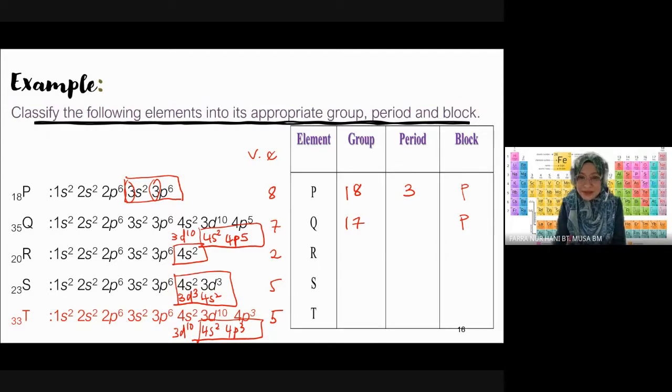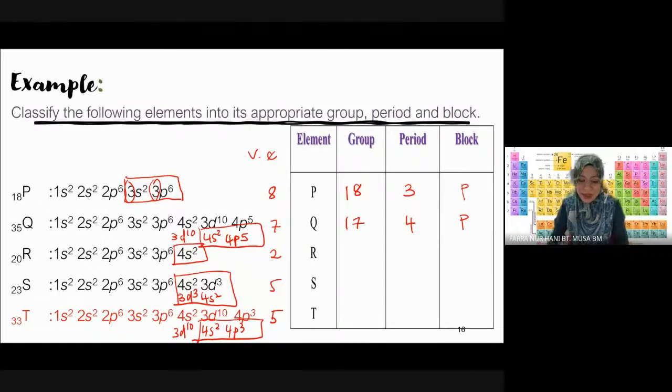Okay, period. What about the period? Look at the largest n value. Okay, which is 4. Okay, senang sangat ke? Jangan kata senang sangat, ada juga yang confused ni. Okay, yang faham tu alhamdulillah, very good.